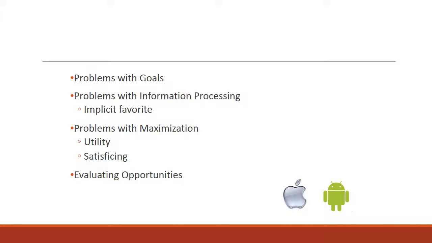oftentimes not even knowing they are doing this. A key assumption of the rational choice paradigm is that people want to choose the alternative with the highest payoff, also known as utility. Nonetheless, rather than aiming for maximization, people engage in satisficing.